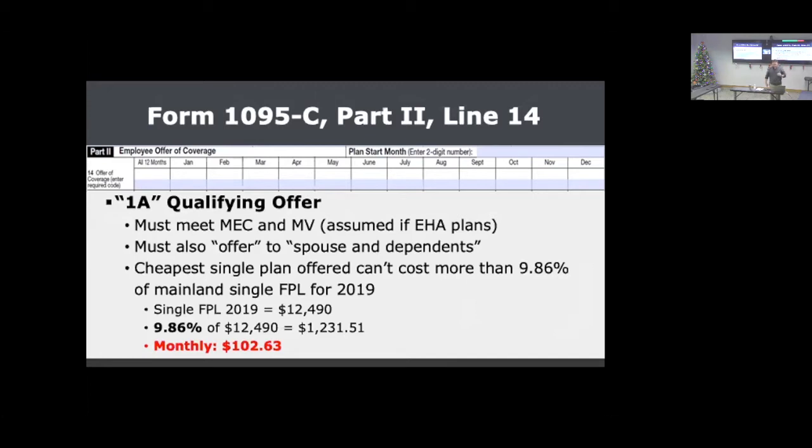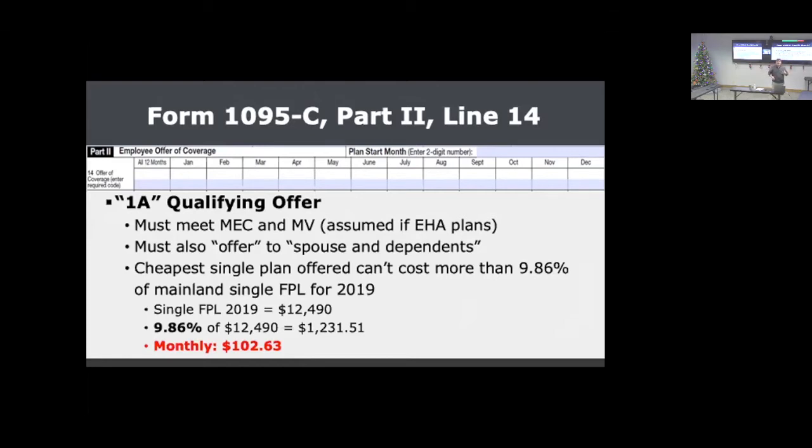Bobby, we ask our paras to pay 15% of a single. Do we get to use code 1A? It depends. How expensive is the single? What is the monthly amount that para would have to pay? If your para has to pay $102.64, guess what? You don't get to use the 1A offer code. We're going to have to use a different one. If it is $102.63, you get to use the 1A offer code. That's the difference here, right?